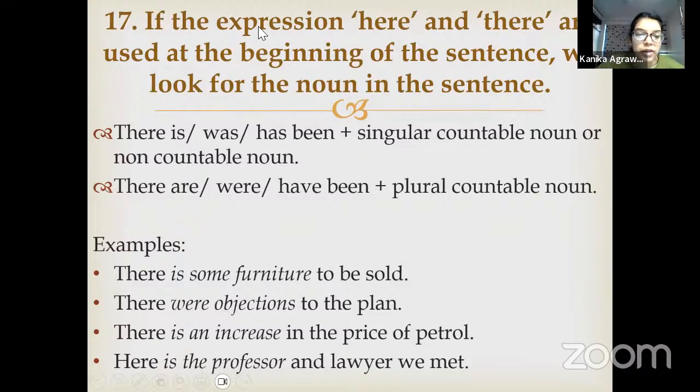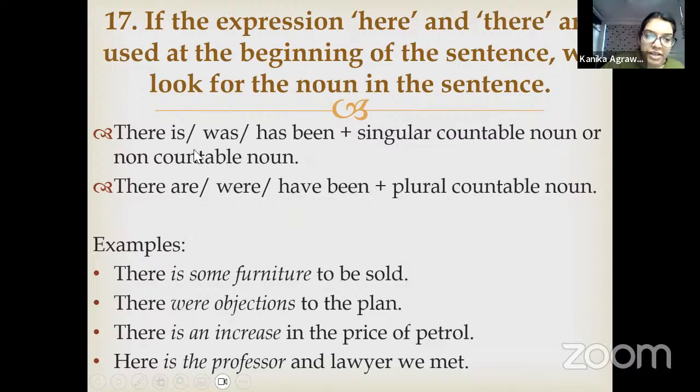So now you can see if the expression here and there are used at the beginning of the sentence, we look for the noun in the sentence. Let's say there is, there or here, anything it can be, okay? There is, was, has been, plus singular countable noun or non-countable noun.